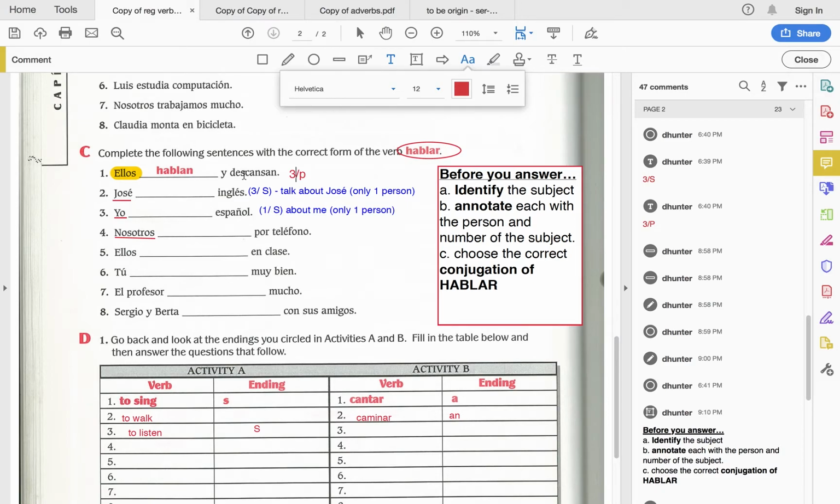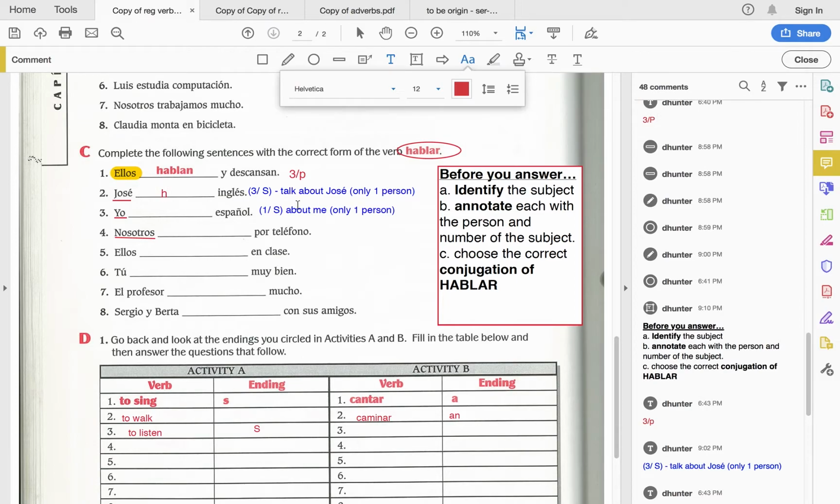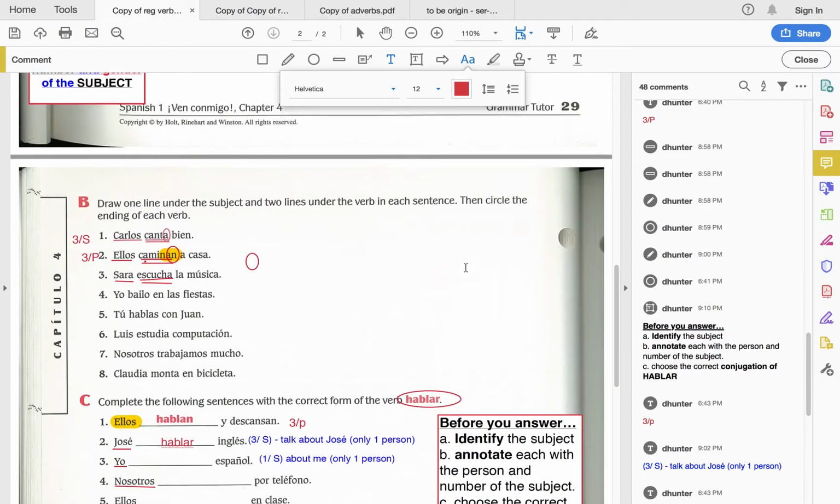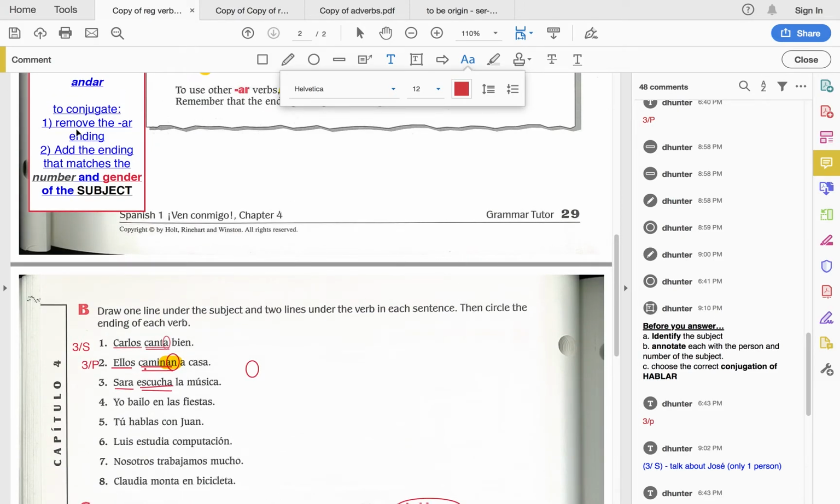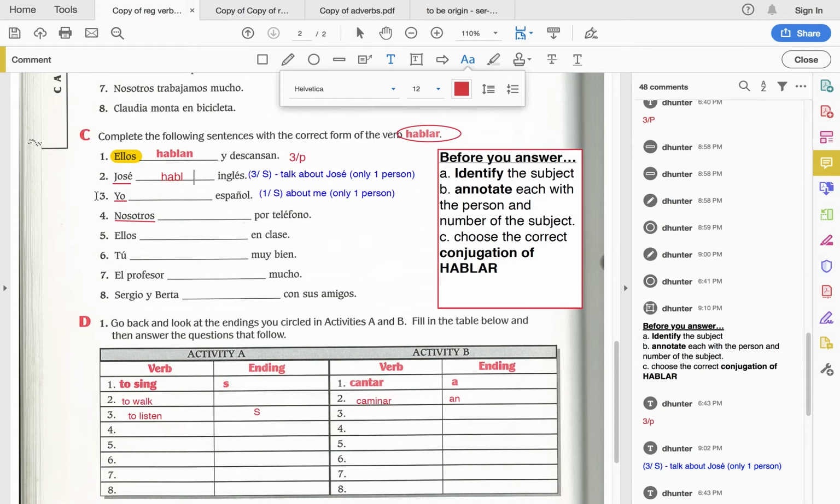Jose blank inglés. So we can see here it's third person singular, talks about Jose, which is only one person. Talking about one person makes it third person singular. That is the annotation you want to provide. Identify the subject by underlining it, and then go forward with the annotation. We would take hablar, our verb, and type it there, remembering that we want to conjugate. To conjugate hablar, we would need to know the person and number of the subject because we need to make sure we remove the AR ending and add the matching ending.